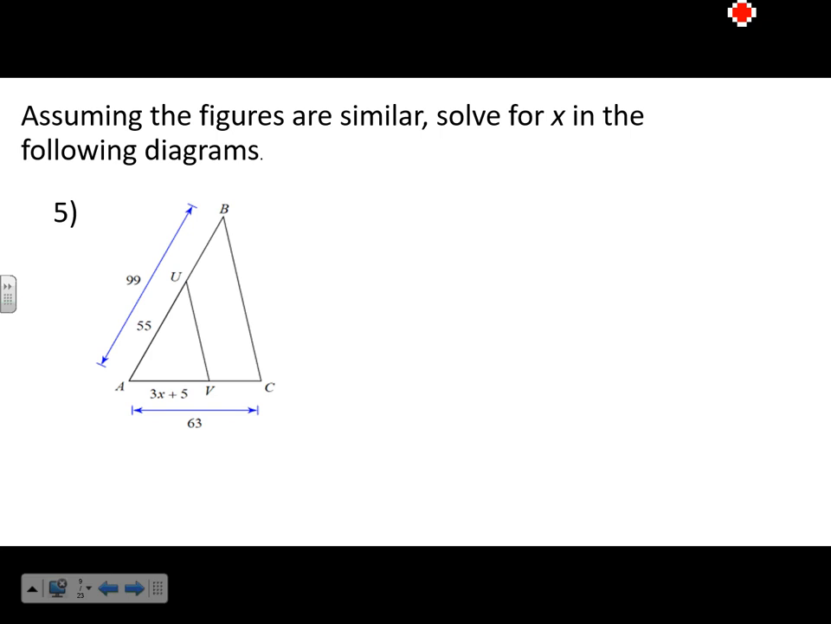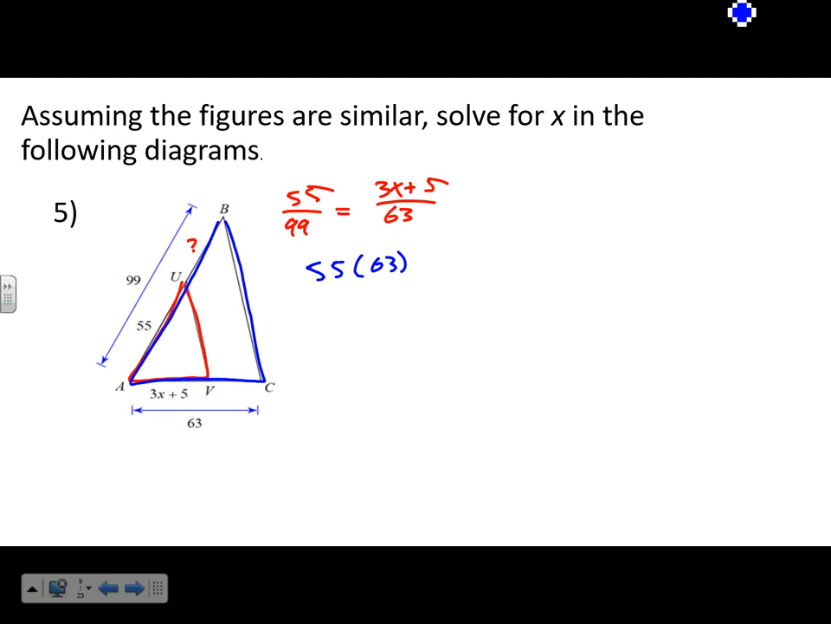And this last one, it's similar to what we just talked about. The good news is they give you the whole length for this one, so you don't have to add or do anything like that. So again, I'm going to do small over big is equal to small over big, the whole thing, 63. And again, just make sure you realize you're looking at 2 different triangles. You're looking at this small triangle, and then you're looking at this big triangle. So we have 55 times 63 is equal to 99 times 3x plus 5. 55 times 63 is 3465 is equal to 99 times 3, 297x. 99 times 5.